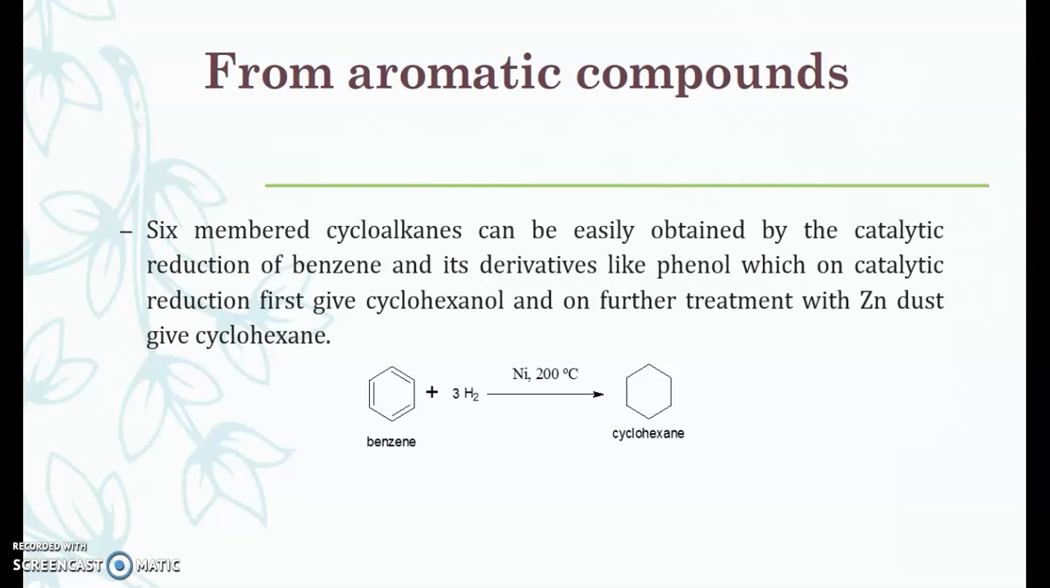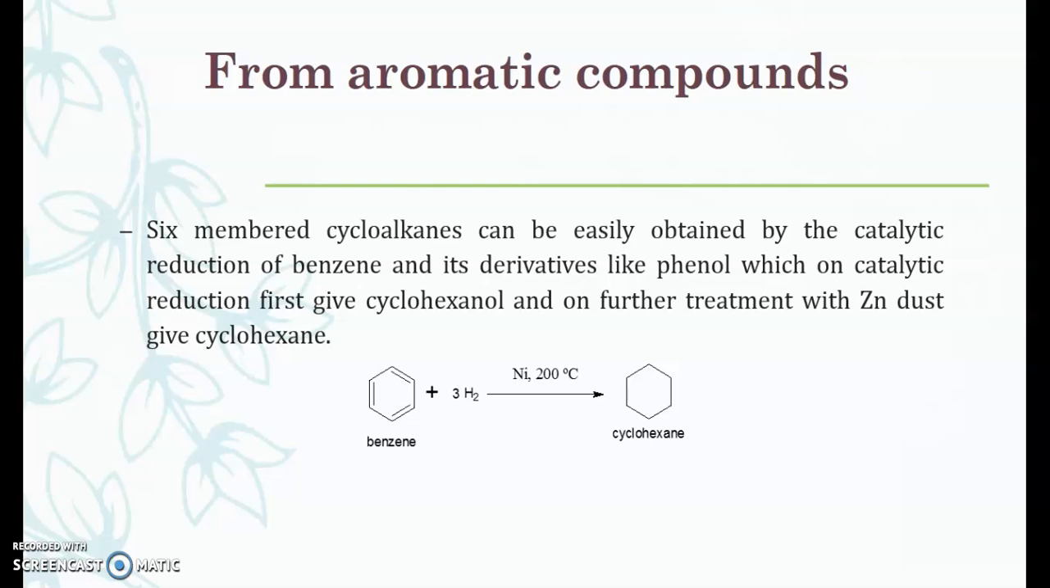The first and common method used for the preparation of cyclohexane is from benzene. Benzene on catalytic reduction, that is reaction in presence of hydrogen, the hydrogenation reaction, in presence of nickel as a catalyst at 200 degrees Celsius, is converted into cyclohexane.